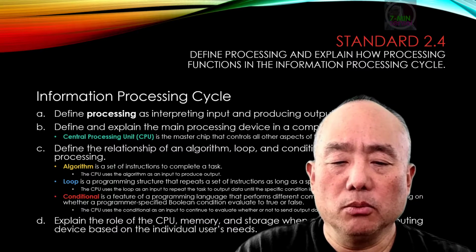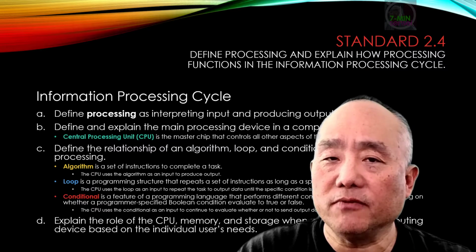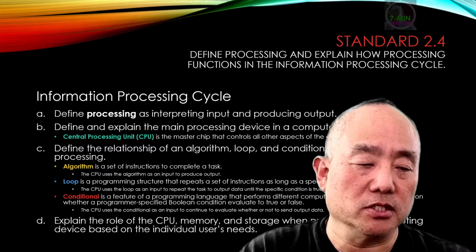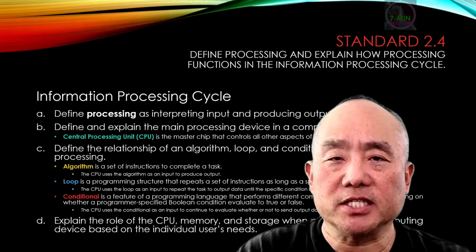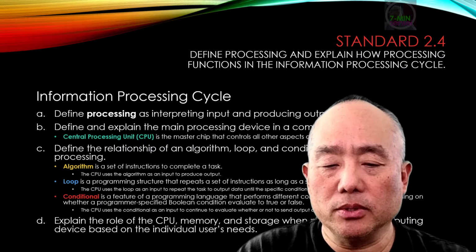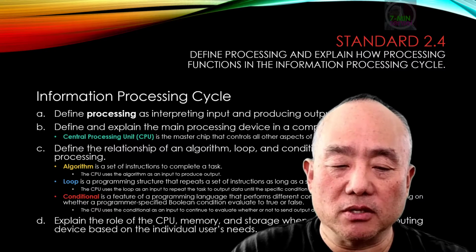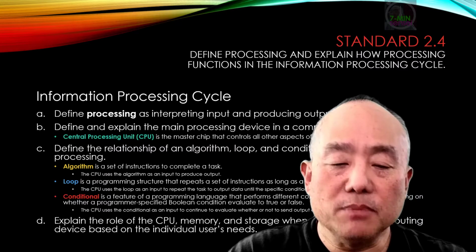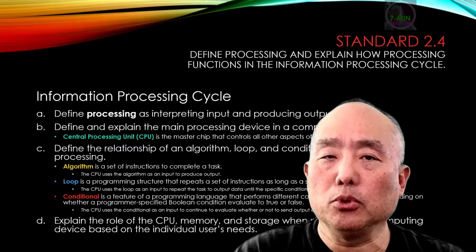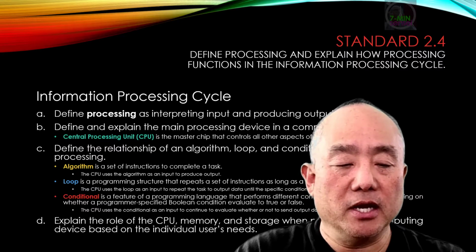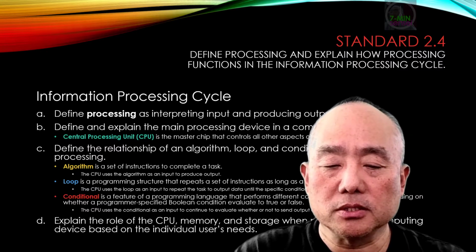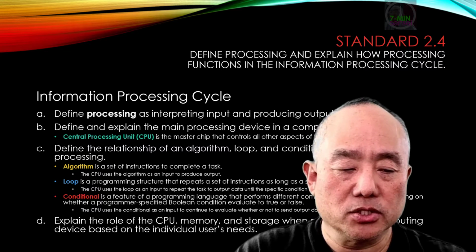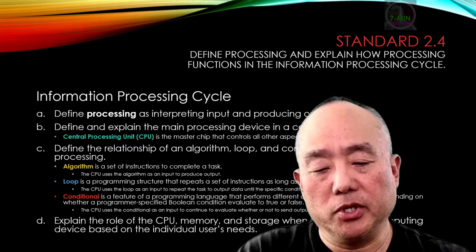We'll look at algorithms, which are a set of instructions. A loop is a programming structure that repeats a set of instructions as long as a specific set of conditions are still true. A conditional is a feature of a programming language that performs different computations or actions depending on whether a programmer's specified Boolean condition evaluates to be true or false. We'll also explain the role of the CPU, memory, storage, when purchasing a computer device.